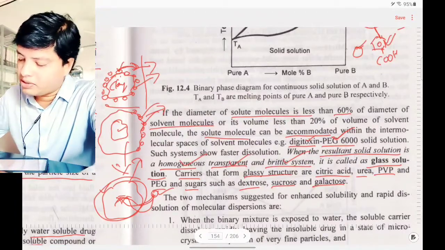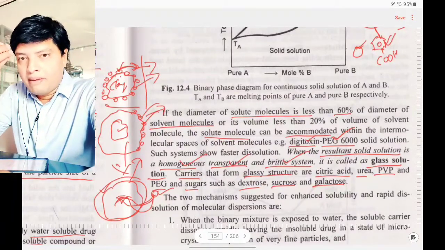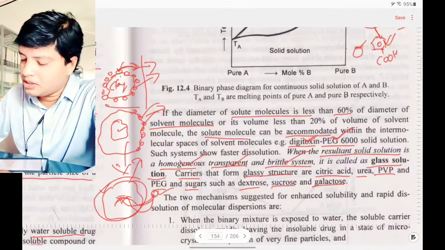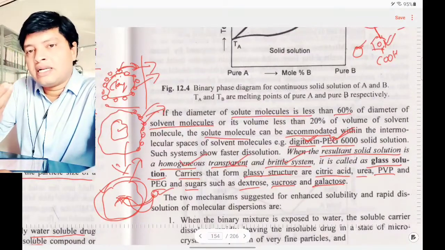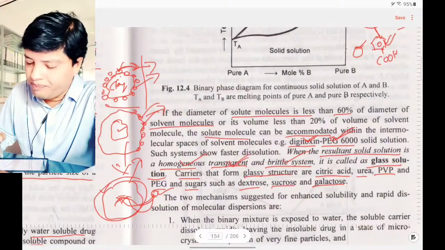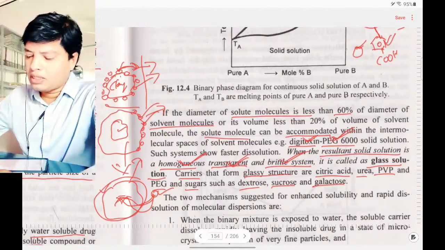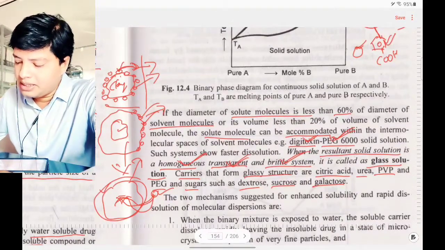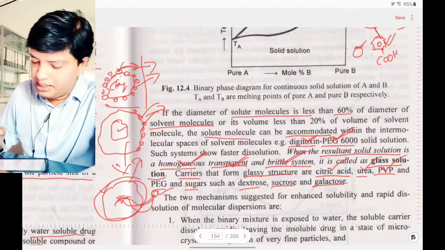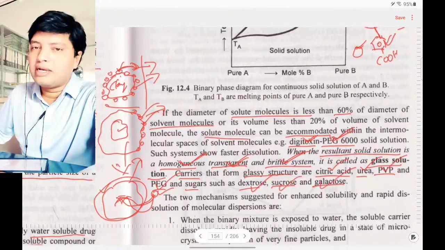Remember, again GPAT question, what is glass solution? So glass solution is a method through which we are complexing the solute and solvent particle, and the resultant formed powder is transparent, homogeneous and brittle in nature. So the various things which will form this are citric acid, urea, PVP, PEG, sugars such as dextrose, sucrose and galactose.